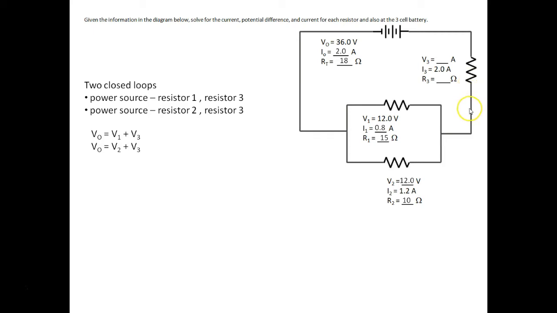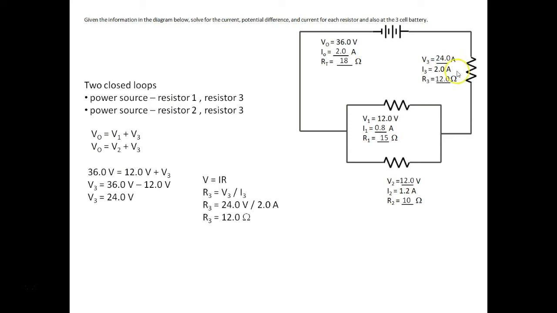So as a result, I could have two potential equations where V naught, my applied potential difference, is equal to the potential difference of this resistor plus the potential difference of that. Or my applied potential difference is equal to the potential difference of this resistor plus the potential difference of that resistor. Okay. And so as a result, we now know that this is 24 volts. Again, that should be a V, I apologize. And then I can use Ohm's law to get my resistance.